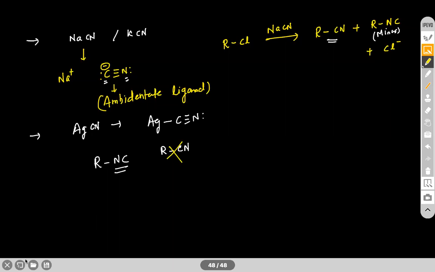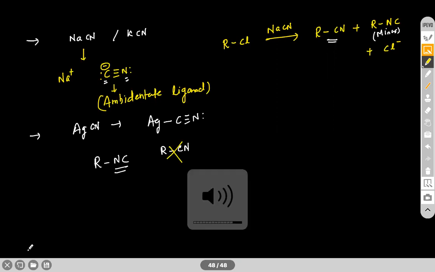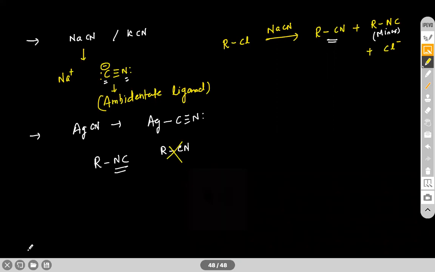Clear? So the product with AgCN will be less stable compared to the product with NaCN. RNC will be less stable than RCN.